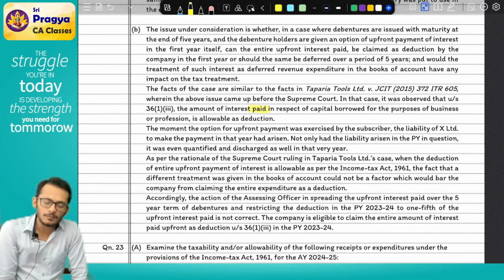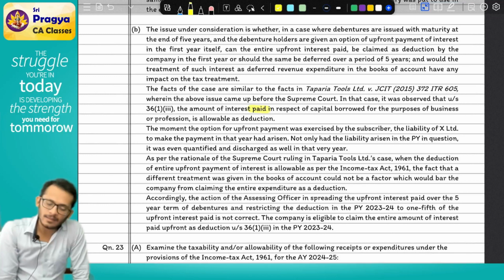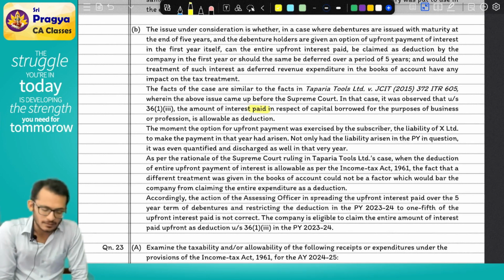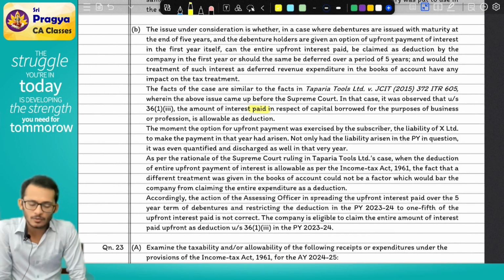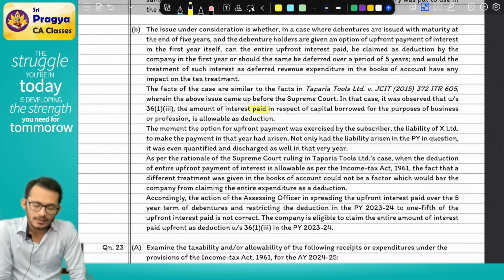The moment the option for upfront payment was exercised by the subscriber, the liability of X Limited to make the payment had arisen. Not only had the liability arisen in the previous year in question, it was even quantified and discharged as well in the same previous year. As per the rationale of the Supreme Court ruling in Taparia Tools Limited, when the deduction of the entire upfront fees payment is claimed, it can be allowed as a deduction under the Income Tax Act.